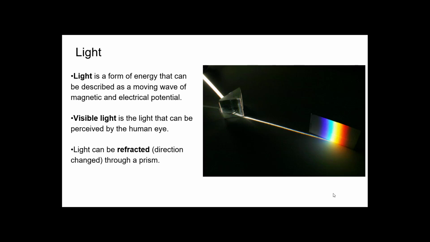So light is a form of energy that can be described as a moving wave. We really don't think about light much except for when we don't have it, in a blackout and so forth. But when you see a rainbow, I'm always overwhelmed at how pretty it is. And you see the colors that you don't normally see because we are not trying to refract and separate the light. Visible light is the light that can be perceived by the human eye. Light can be refracted. That just means it changes direction through something like a prism. You can see that we separate it out.